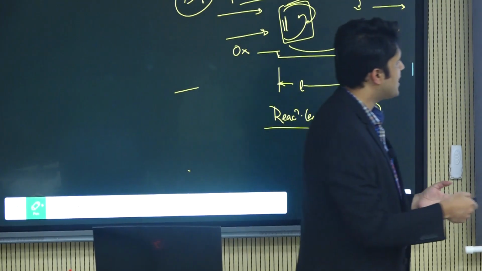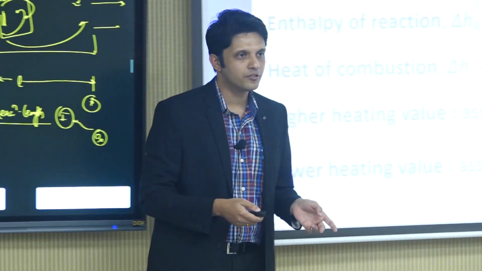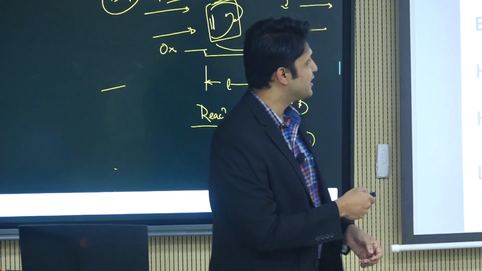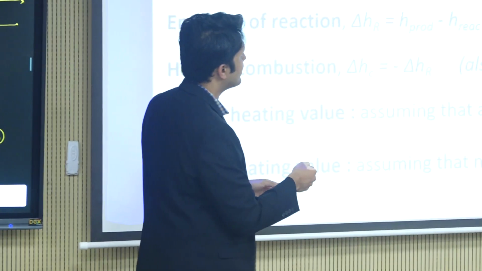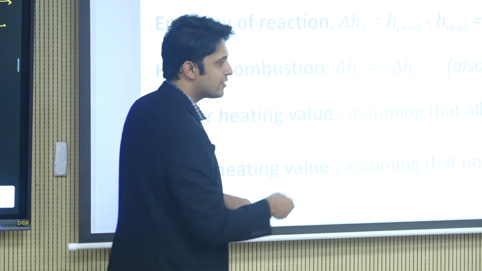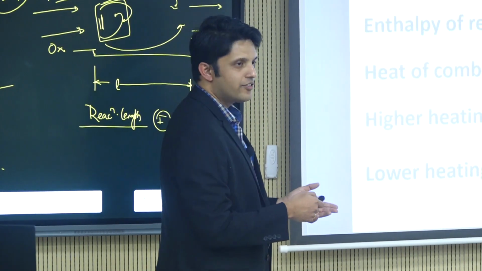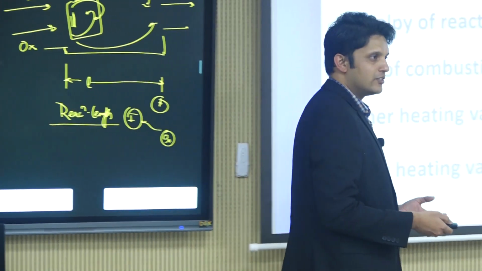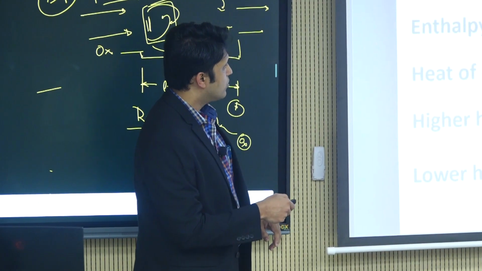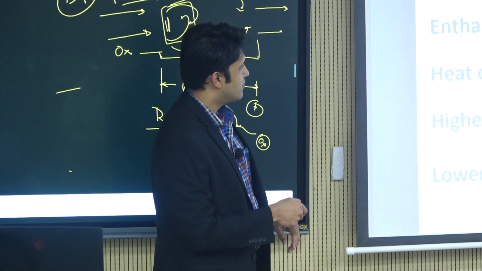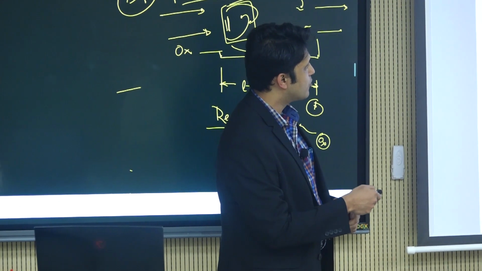So in an exothermic reaction, the enthalpy of the products is always lower than the enthalpy of the reactants, at standard reference conditions, which is also very important. Typically the delta HR value you will always see for exothermic reactions is negative. For endothermic reactions it is the opposite, it will be positive. Heat of combustion is the amount of heat that is released, that is nothing but the minus of delta HR.